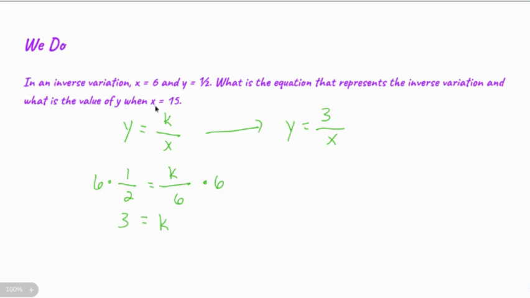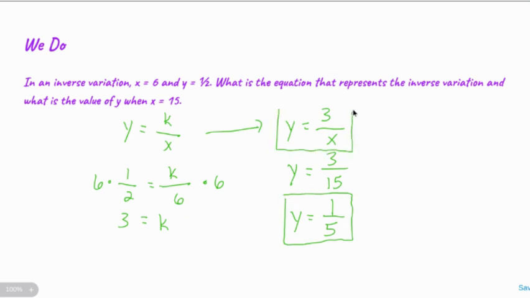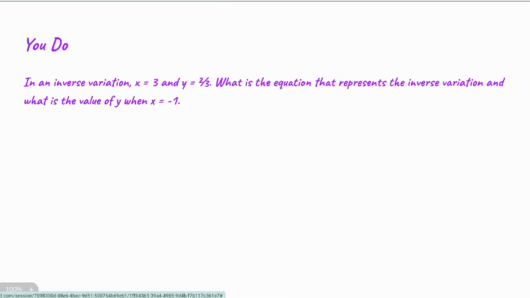So now find the value of y when x equals 15. So this is 3 divided by 15. Now this won't be an integer. There'll be a fraction we have to simplify. And that fraction is 1/5. All right. Go ahead and try this problem on your own.